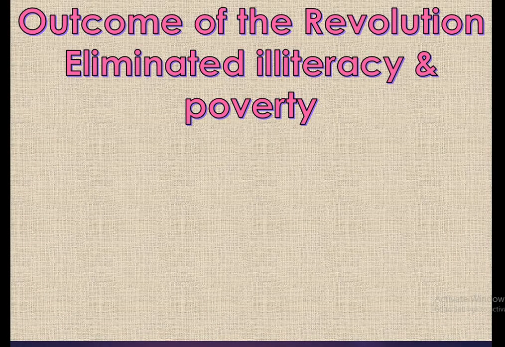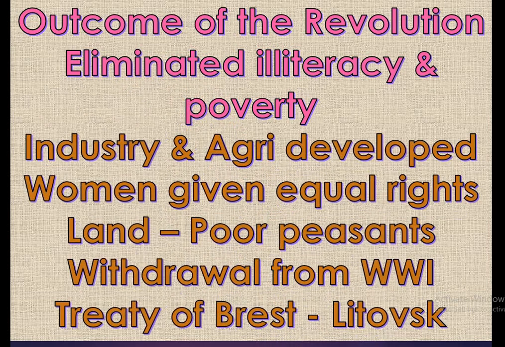What was the outcome of the revolution? The revolution eliminated illiteracy and poverty. This was the first step taken by Lenin. And the next one, industries and agriculture developed remarkably. Women were given equal rights. The right to vote was also given to women. Land was distributed equally to the poor peasants.